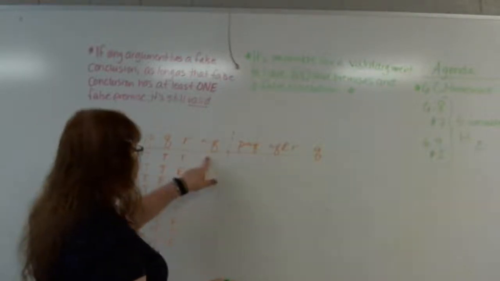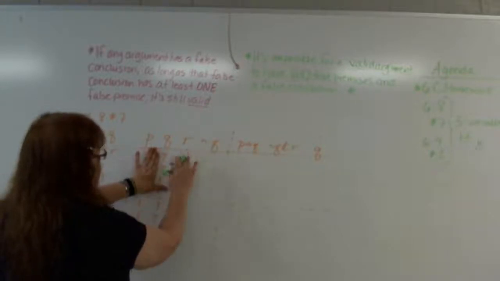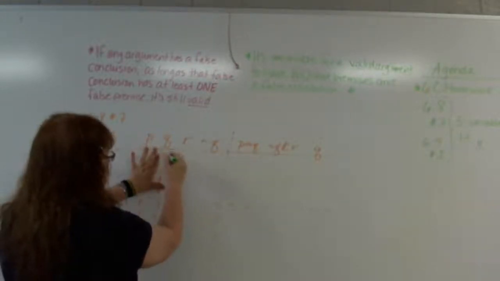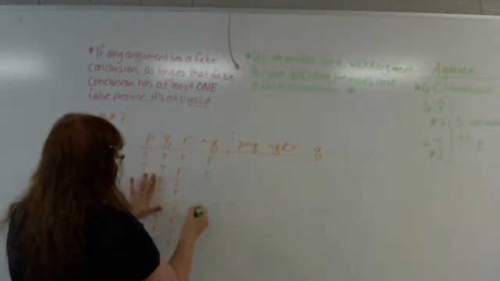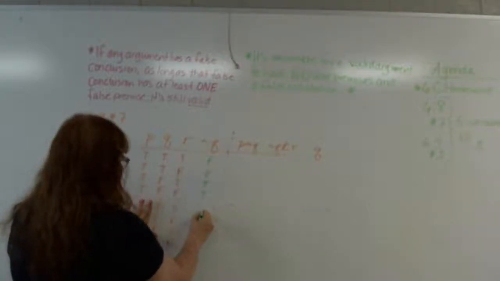So when I get to not Q, I'm going to look back here at my Q column. I'm going to ignore the other 2. And every place Q is true, not Q is false. So I have 2 trues, so not Q has 2 falses. I have 2 falses, not Q has 2 trues. And the same thing on the bottom.